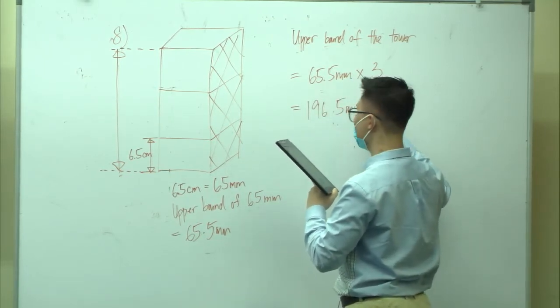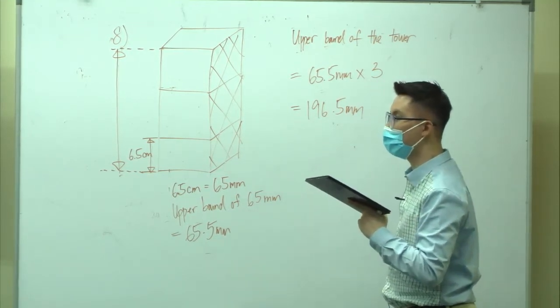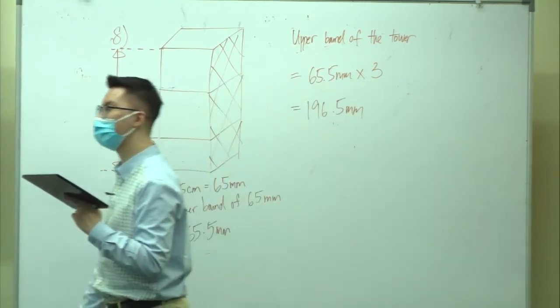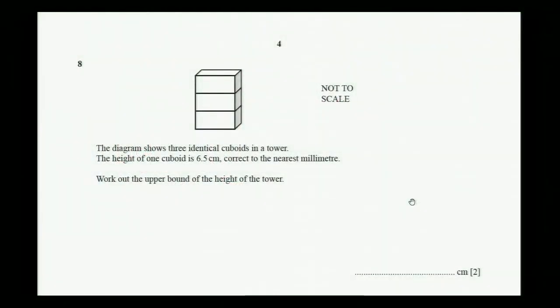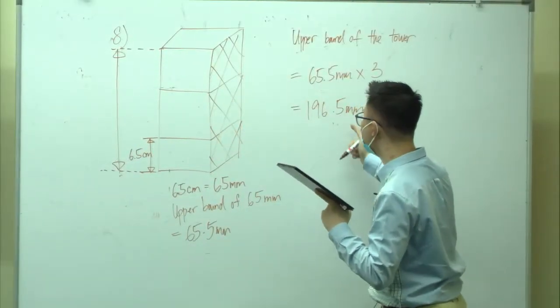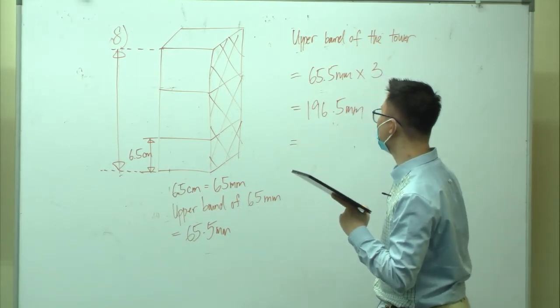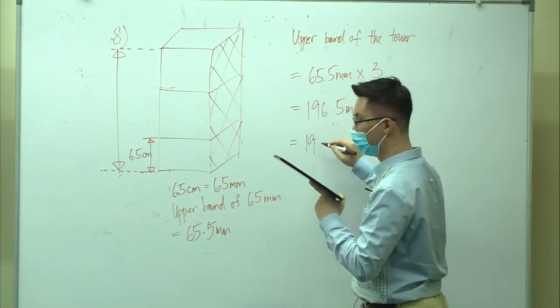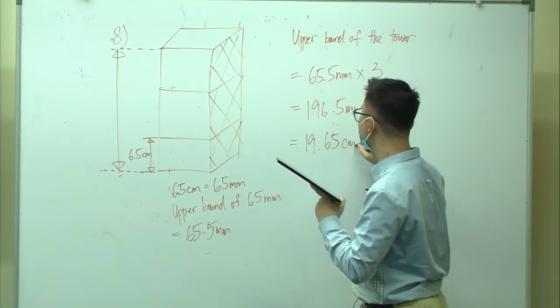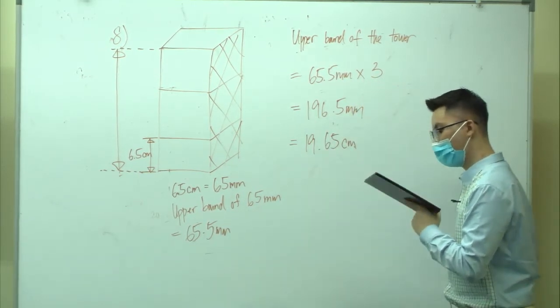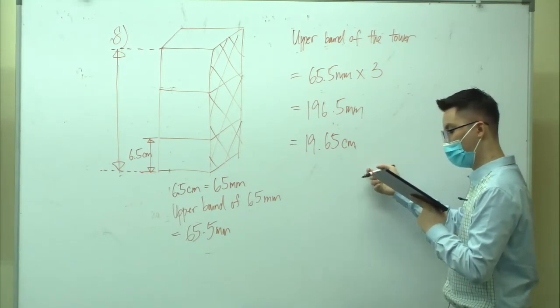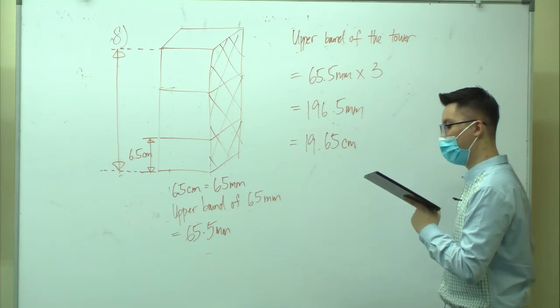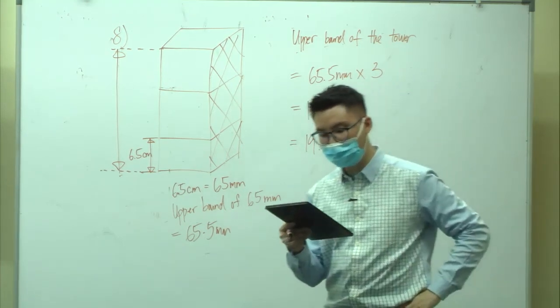But when you look at the question, Richard, go back to the question. You see the answer required at the right bottom corner here is in cm. Go back to the whiteboard. In cm, so you need to change this answer to cm. So in cm will be 19.65 cm. So here will be the answer for the upper bound of the height of this tower. Got it?